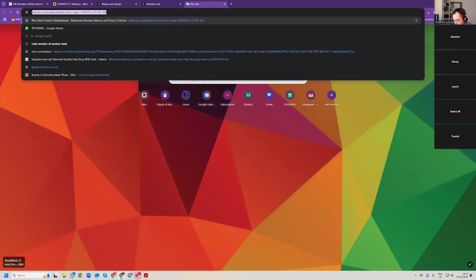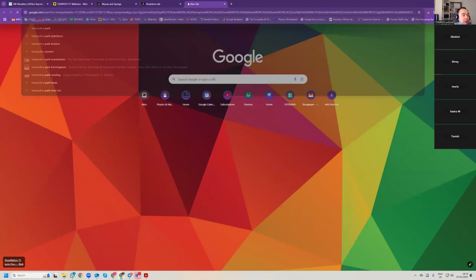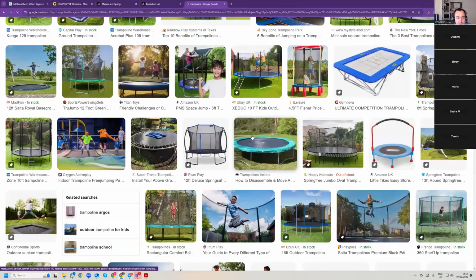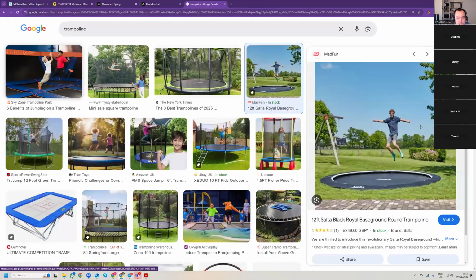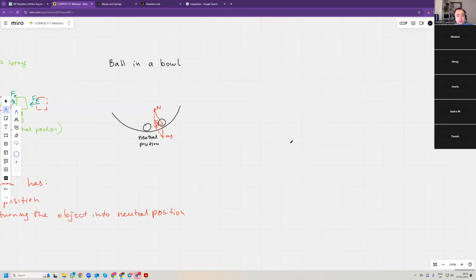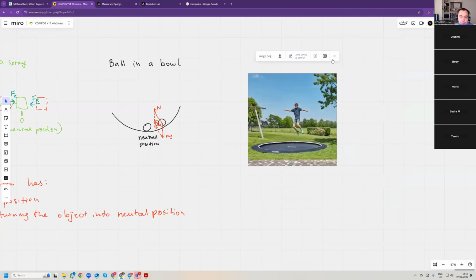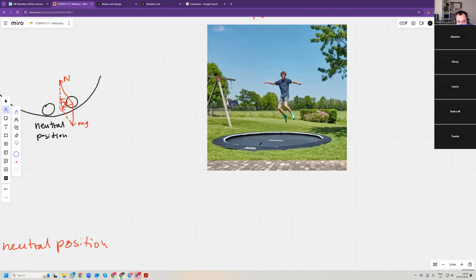So trampoline. So if you talk about a trampoline, trampoline is also an example of oscillations. So if you are on the trampoline and you are pushing, there's a neutral position when you're standing on the trampoline. Neutral.